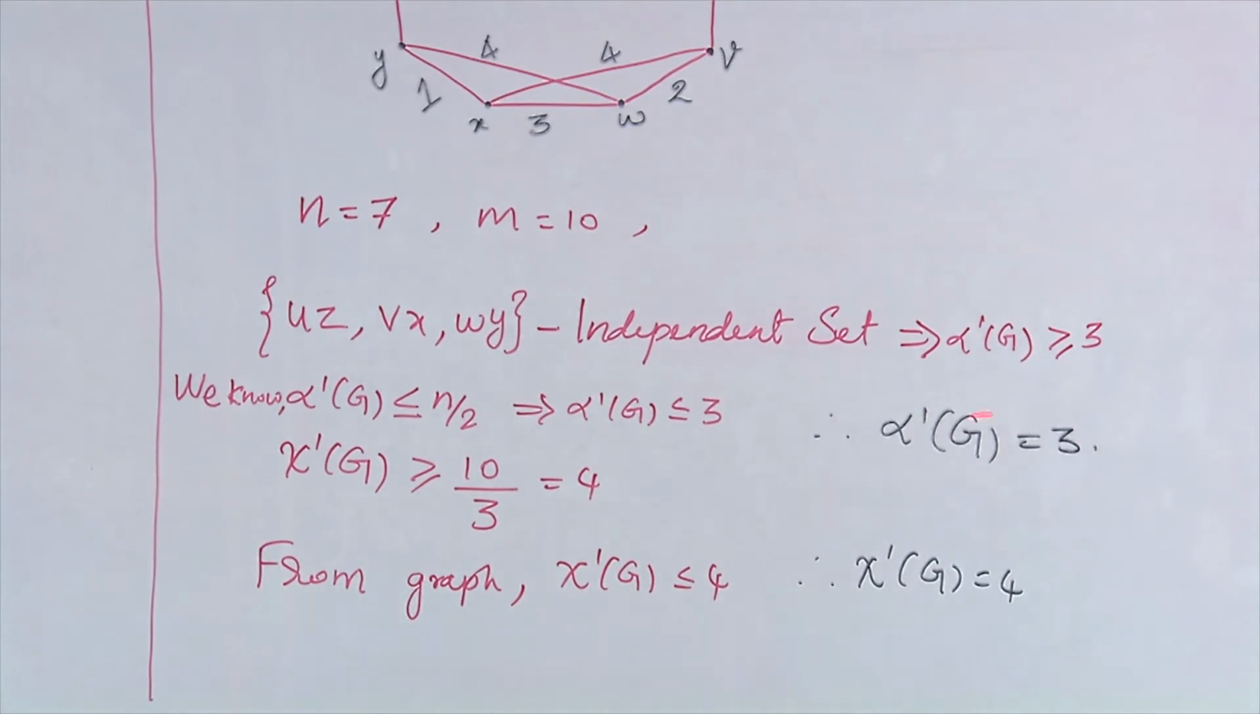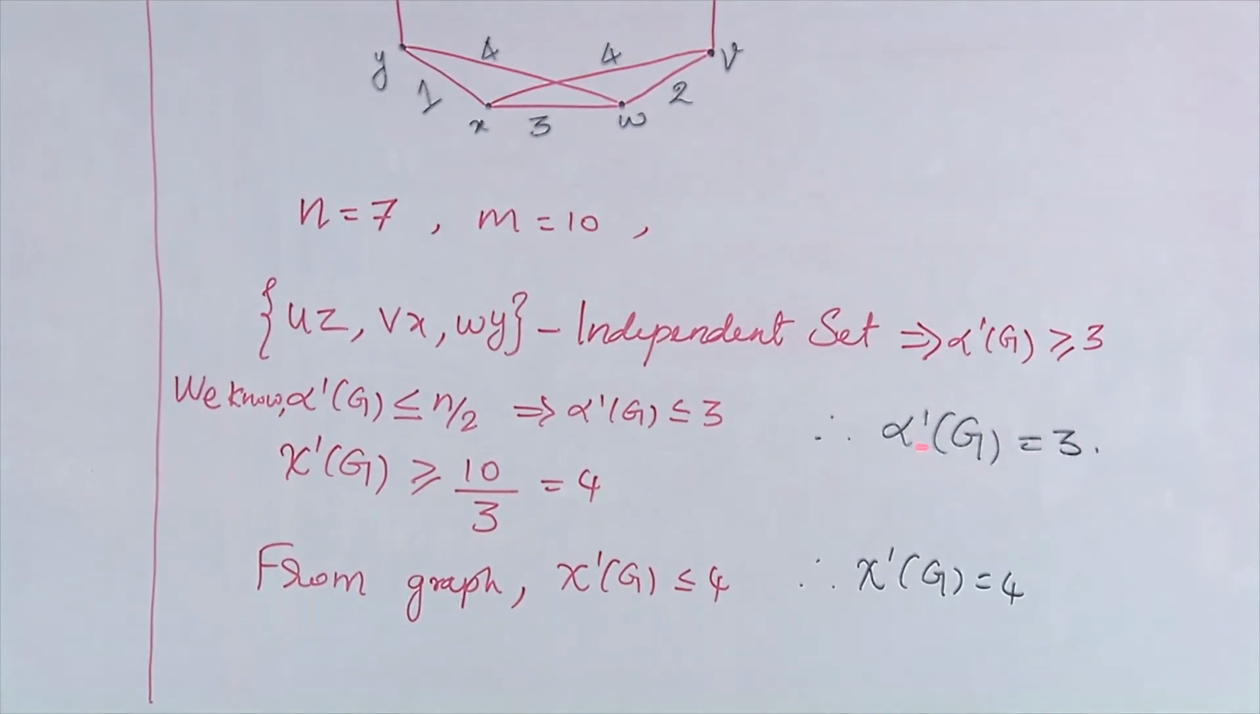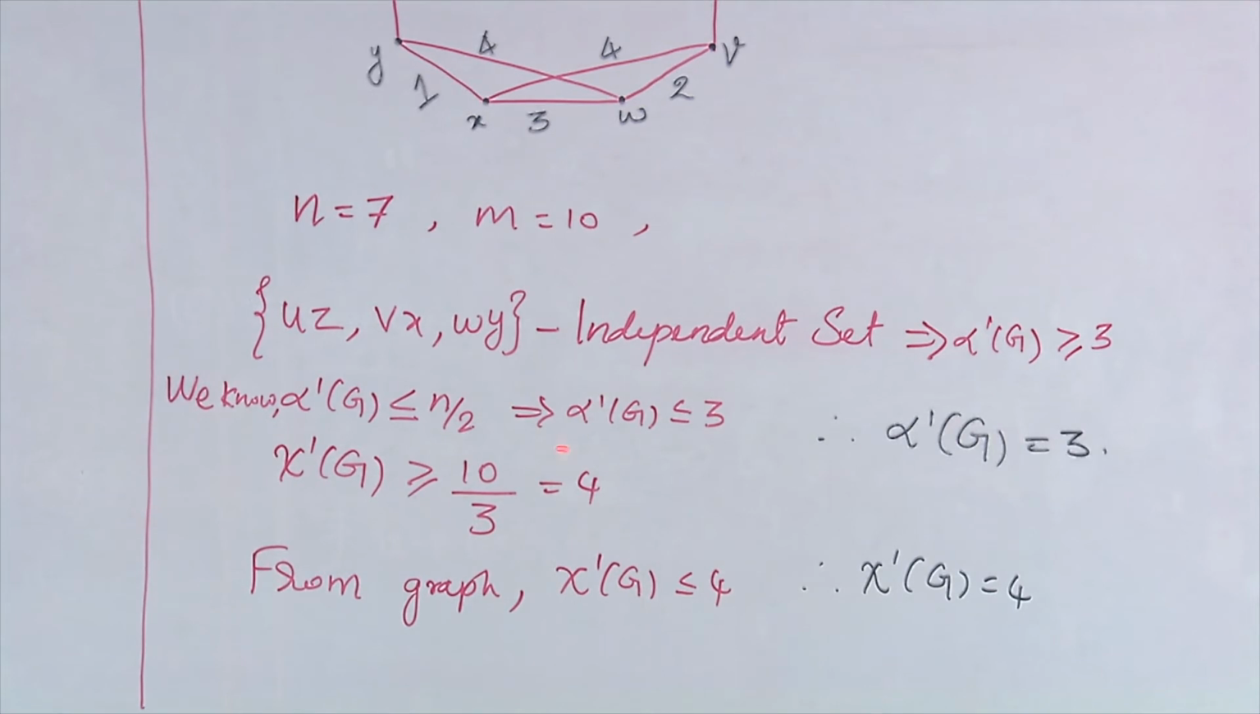So we found the value of alpha dash of G, and now we are going to find chi dash of G. According to the previous theorem that we learned, chi dash of G is greater than or equal to m divided by alpha dash of G. So here m is 10 and alpha dash of G is 3. So 10 divided by 3, if I consider the ceil function, that will give me 4.